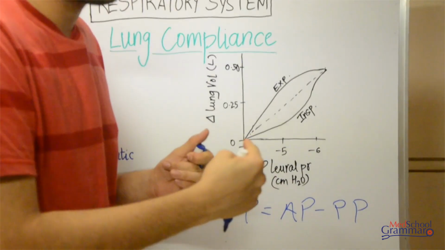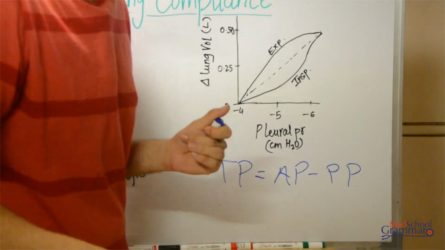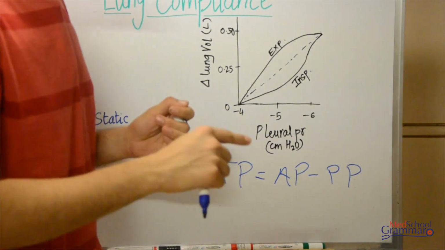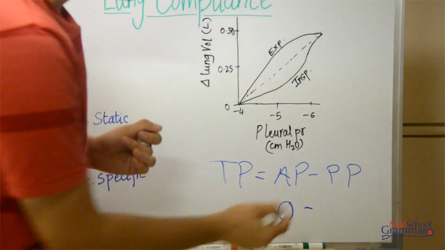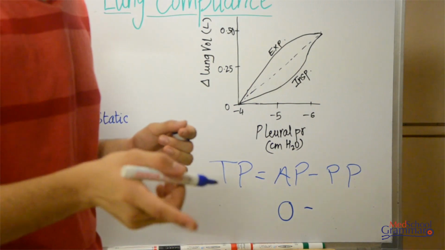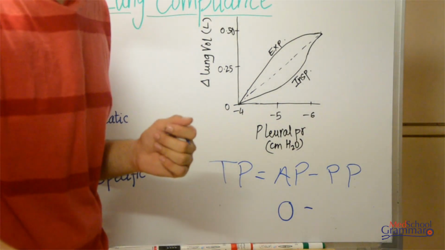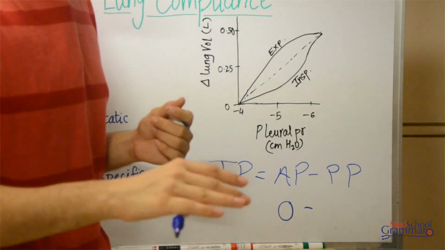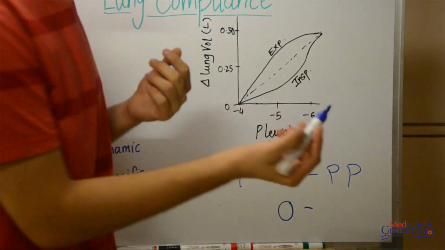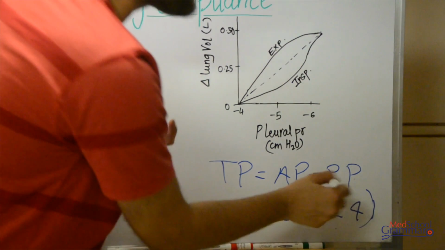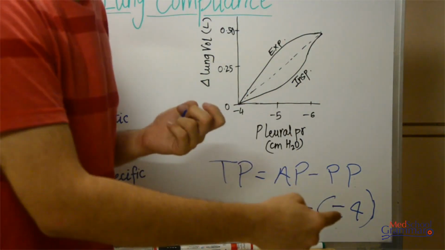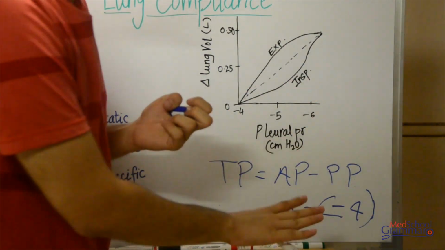Such a measurement of lung compliance is known as static lung compliance. In this method, we allow the alveolar pressure to become zero. The pleural pressure is always a negative pressure, and its value can be, for example, let's just say -4. Why it is negative will be covered in a later part. For now, just remember this.